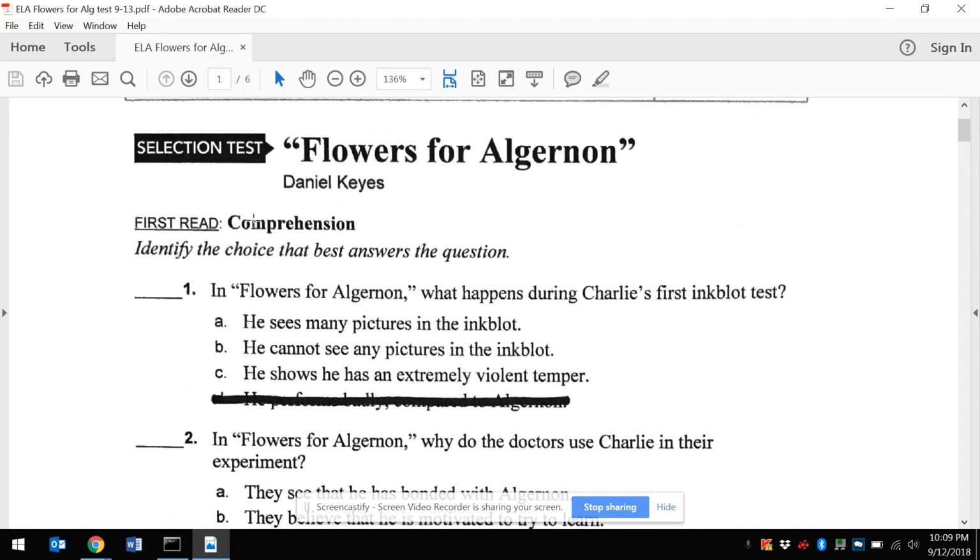This first part is the comprehension part. The directions say to identify the choice that best answers your question. So number 1, in Flowers for Algernon, what happens during Charlie's first inkblot test? A, he sees many pictures in the inkblot. B, he cannot see any pictures in the inkblot. Or C, he shows he has an extremely violent temper.